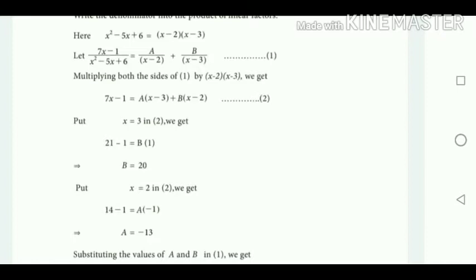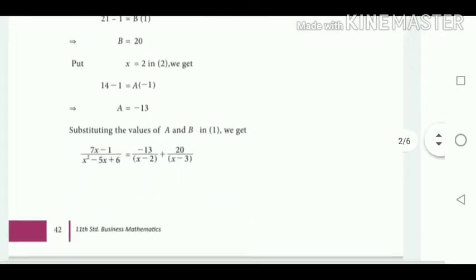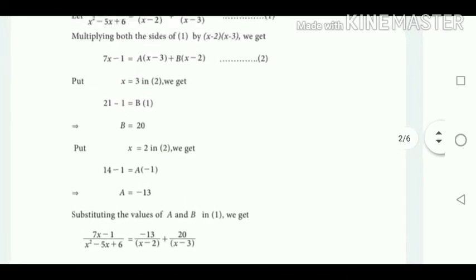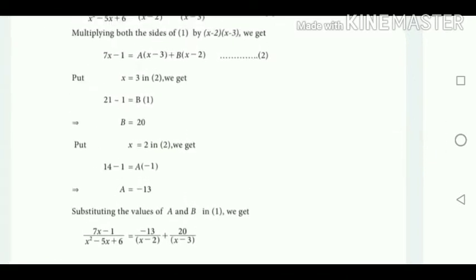If you put x equal to 3 in equation 2, 7 threes are 21 minus 1 equals a into 3 minus 3, which becomes 0, plus b into 3 minus 2, which gives 1. Therefore b equal to 20. Likewise you have to put x equal to 2. So x equal to 2 means 7 into 2 is 14, 14 minus 1 we are getting 13. On the right side, 2 minus 3 we are getting minus 1, a into minus 1, and b into 2 minus 2 we are getting 0. So b becomes 0. Therefore we get the value a equal to minus 13.